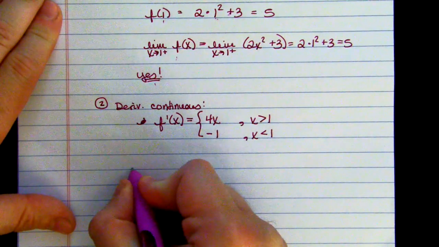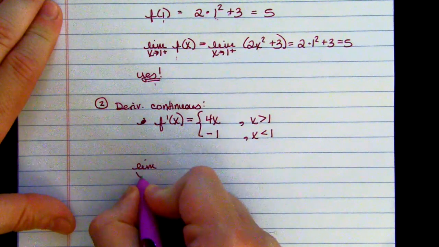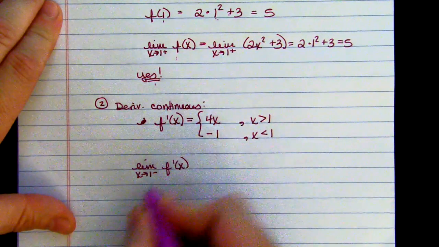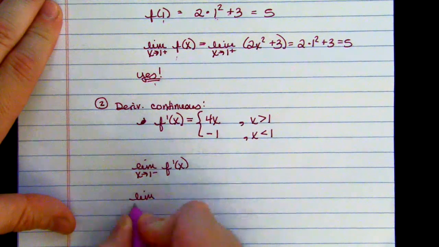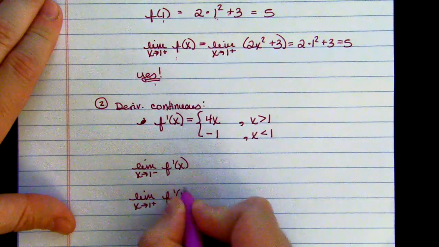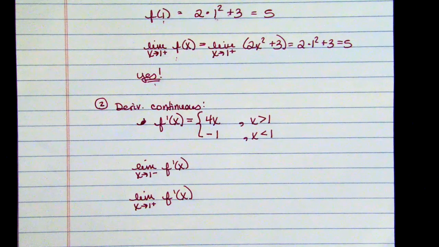The next thing we have to go do is the limit as x approaches 1 from the left of f prime of x, and the limit as x approaches 1 from the right of f prime of x. Well, take a moment and go find those.